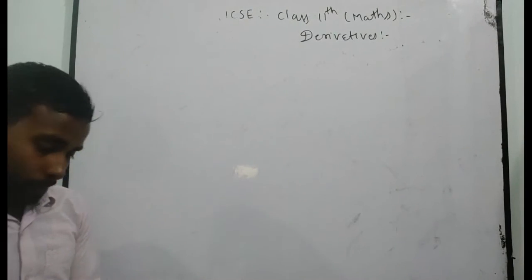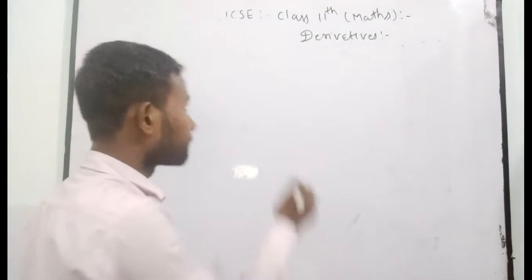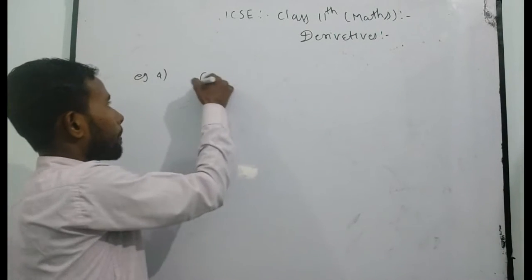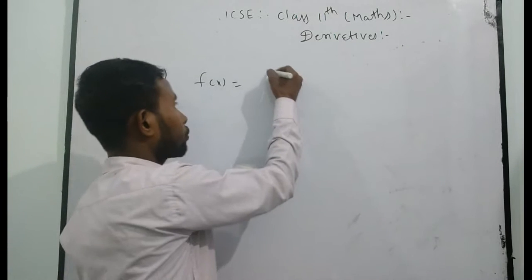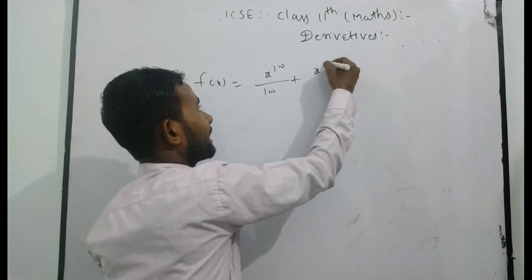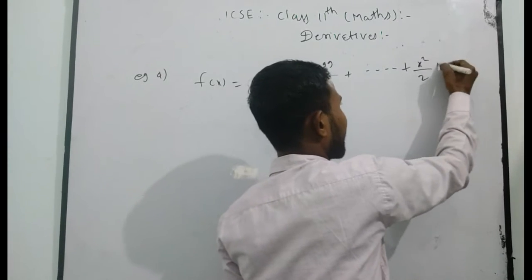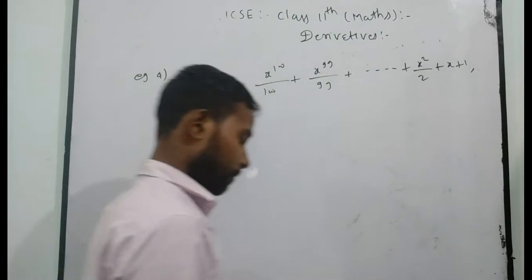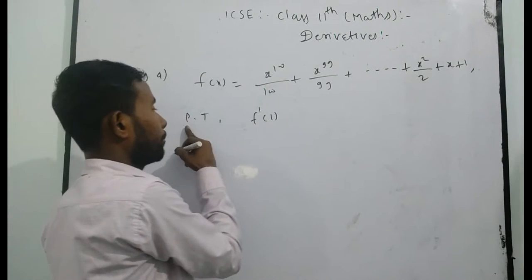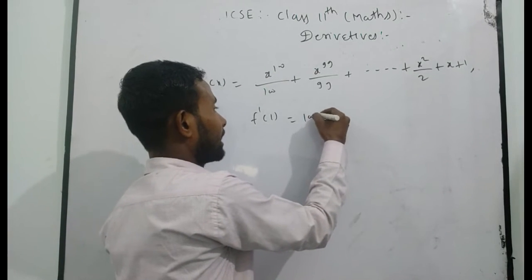In the next problem, see example 4. For the function f(x) = x^100/100 + x^99/99 + ... + x²/2 + x + 1, prove that f'(1) = 100 times f'(0).